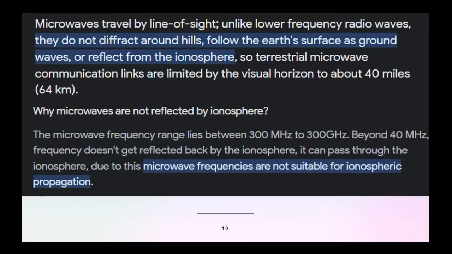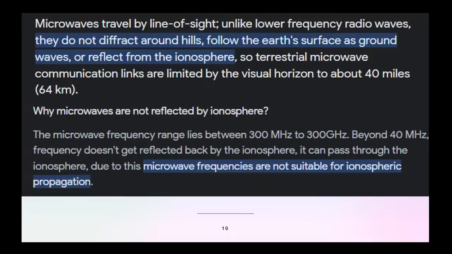Unlike lower frequency radio waves, they do not diffract around hills, follow the Earth's surface as ground waves, or reflect from the ionosphere. So terrestrial microwave communication links are limited by the visual horizon to about 40 miles. And what they mean is the assumed curvature of the Earth. Of course, the horizon's visual. That's painfully redundant. It's only apparent. It's not actual. We've proven this a million different ways by now in Flat Earth with all these observations. So now people say, oh, well, you never see the actual curve of the Earth, and yeah, it's always apparent, and we don't know where the physical one is, but I promise it's there.